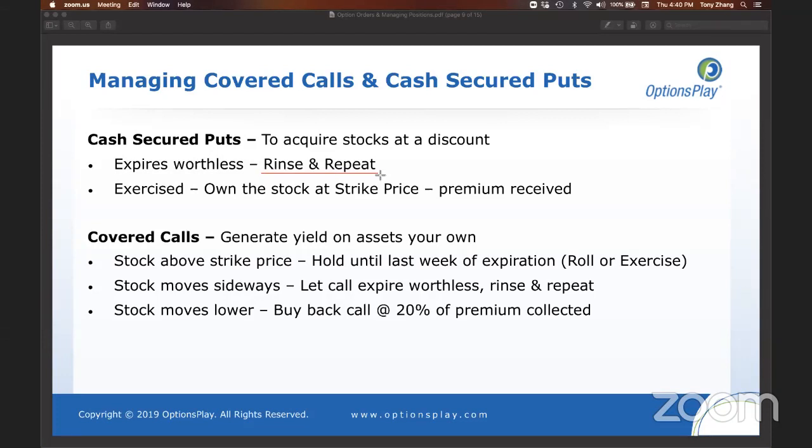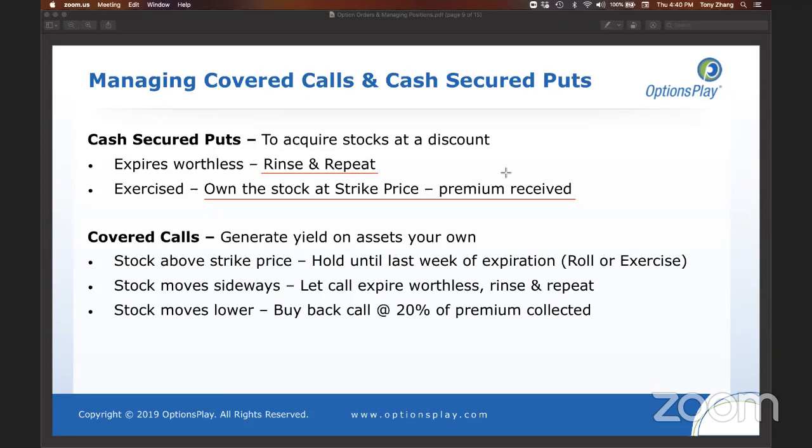If you do sell the put and the stock goes below the strike price, that's where you now own the stock at the strike price minus the premium that you received. So those are your only two outcomes. There's really not much that you need to do to manage them. Selling a cash secured put is a strategy that doesn't require management before expiration.